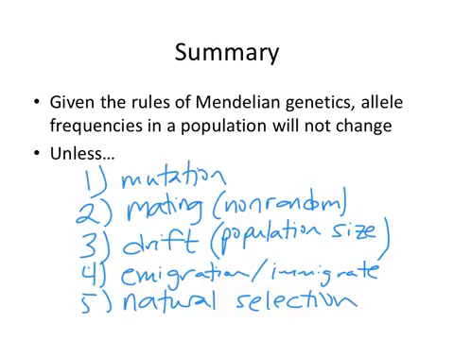Big population reduces drift. So large population equals a low amount of genetic drift. Small populations are bad because that enhances genetic drift. So these are the 5 exceptions to the rule that allele frequencies don't change. In other words, these are 5 forces that do change allele frequencies.